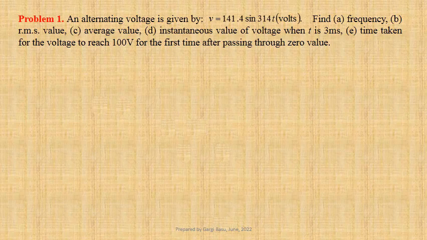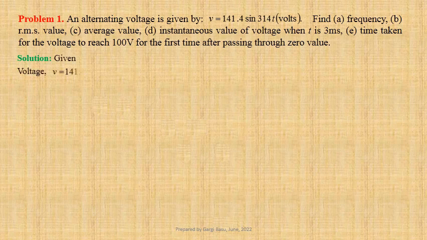An alternating voltage is given by V equals 141.4 times sine of 314t volt. We have to calculate frequency, RMS value, average value and instantaneous value of voltage when t is 3 milliseconds. We also have to determine time taken for the voltage to reach 100 volt for the first time after passing through zero value.